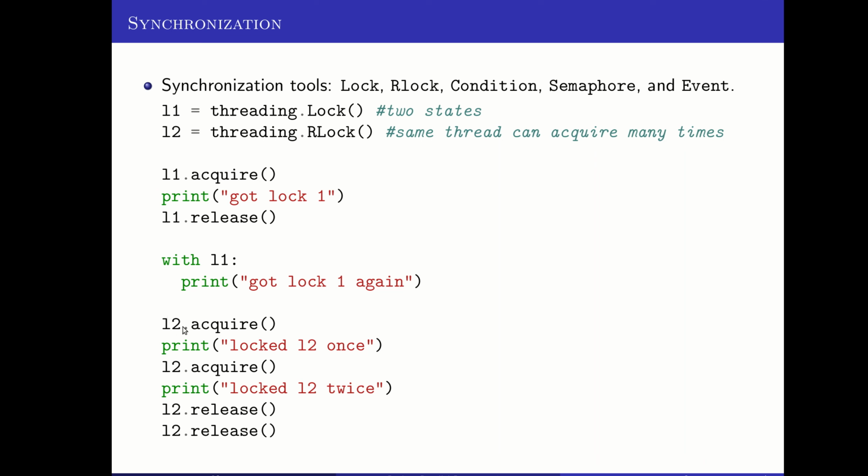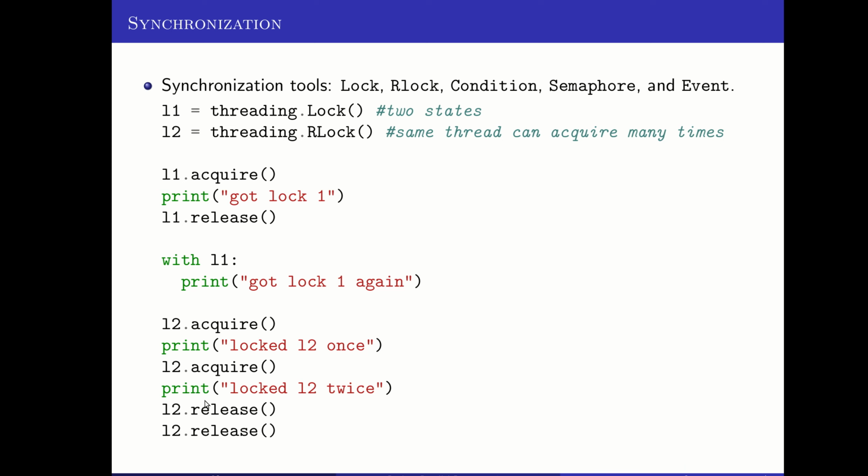So here we acquire lock 2 once, and then we ask to acquire lock 2 again, and that's just fine because it is a re-entrant lock. It allows you re-entry into locked spaces if you already hold that lock.